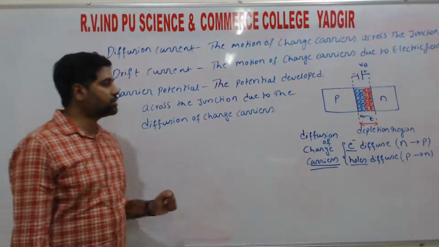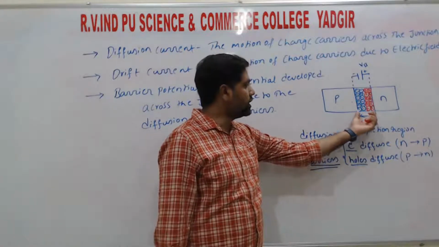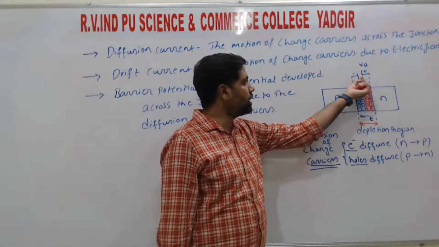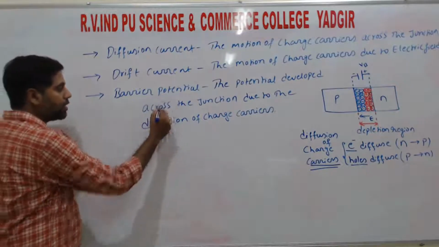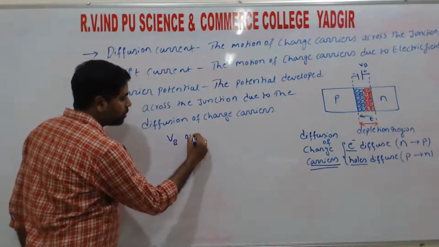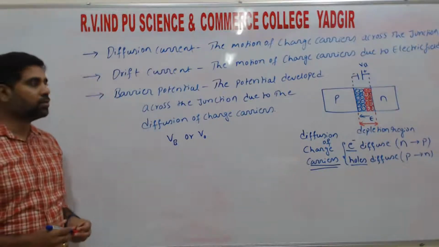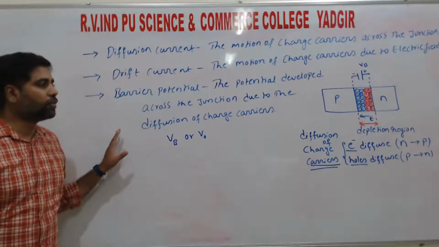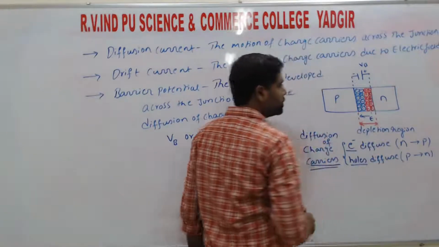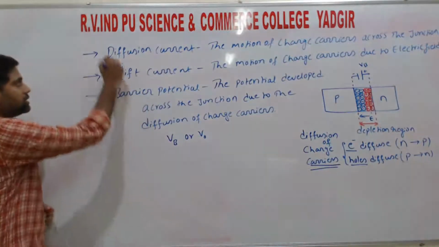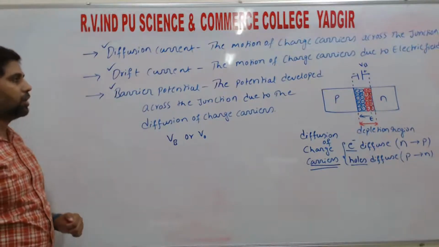In the last class we discussed the formation of the junction, right? Due to the diffusion of the charge carriers, we obtain the potential. That potential we call barrier potential, denoted by VB, or we can denote it as V0, that is V naught, right? So this is about the formation of the PN junction. From that we discussed diffusion current, drift current, along with barrier potential, right?